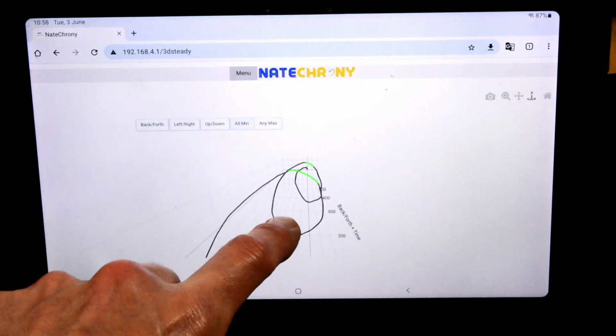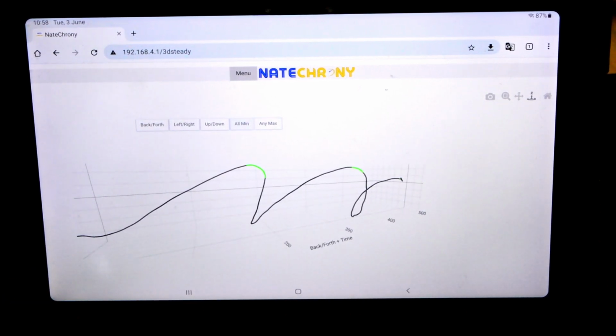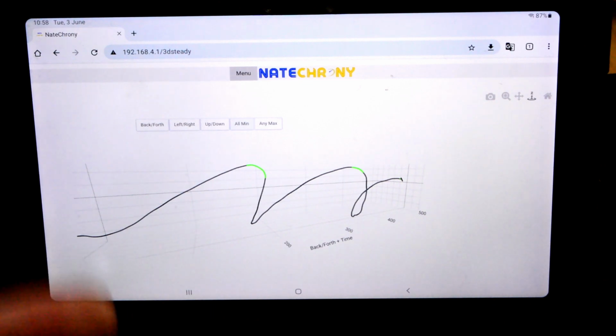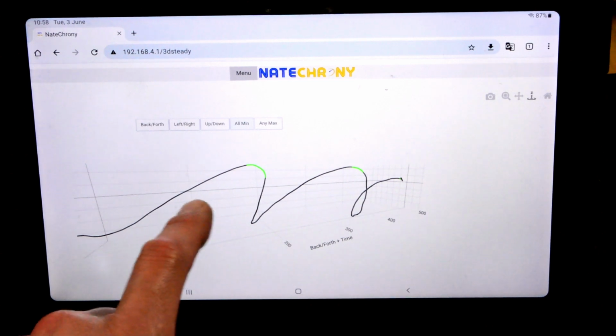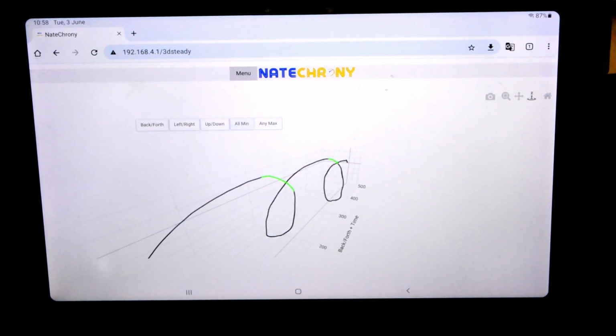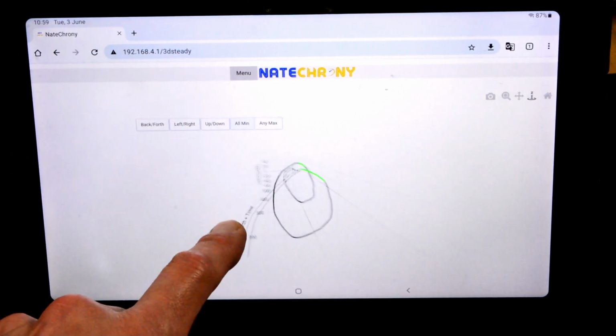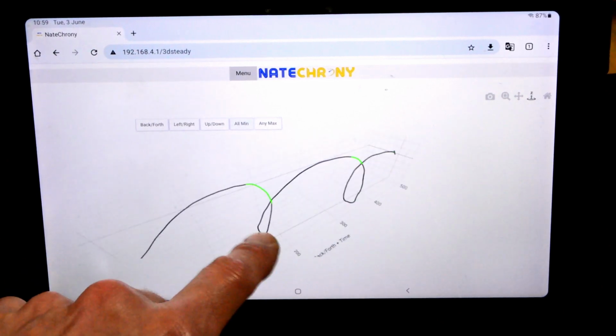If we click on all minimum, that shows at which points of that movement all X, Y, and Z axes were at their minimum accelerations. We're looking at the sort of bottom 50 percentile of the motion. So where was that low motion simultaneously on all axes? We could see that it was the top of that particular motion.